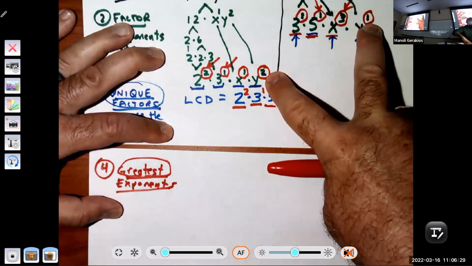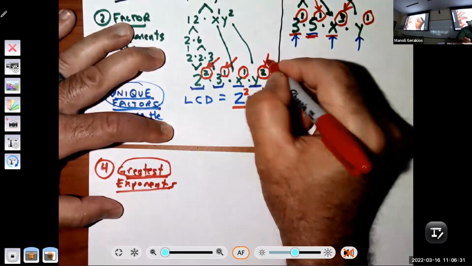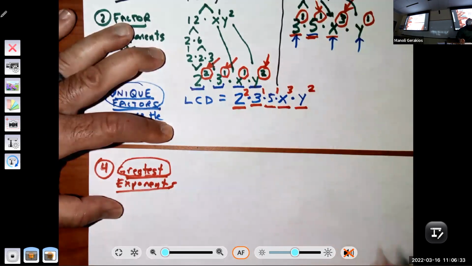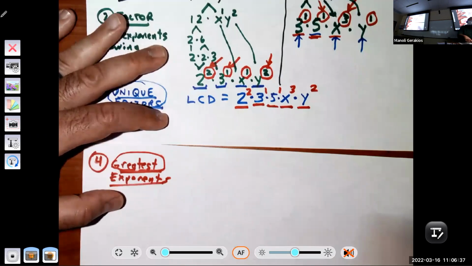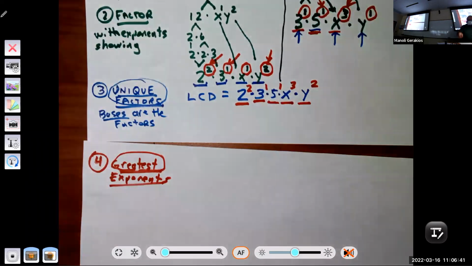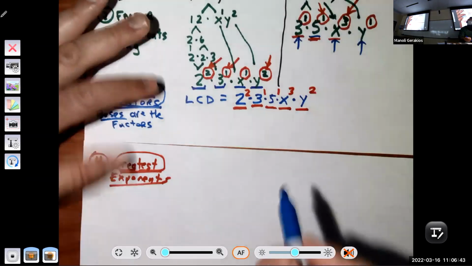Say it, 2 or 1? 2, very good. The greatest exponent. The numbers, this is like Dylan's question. The numbers we want to expand and multiply into a single number.